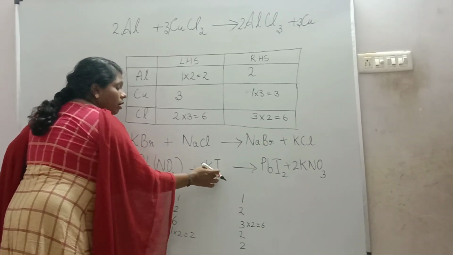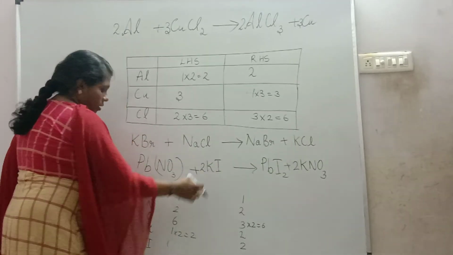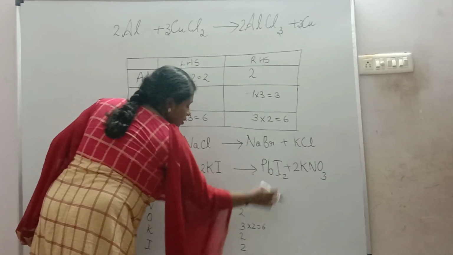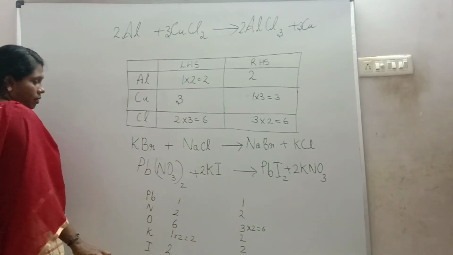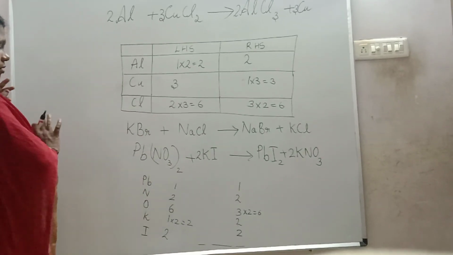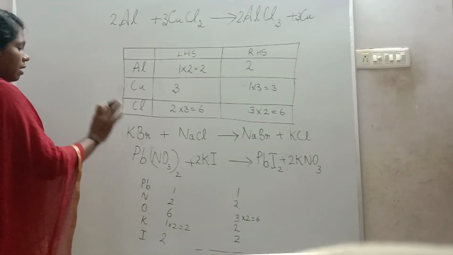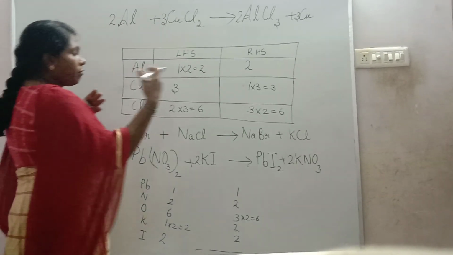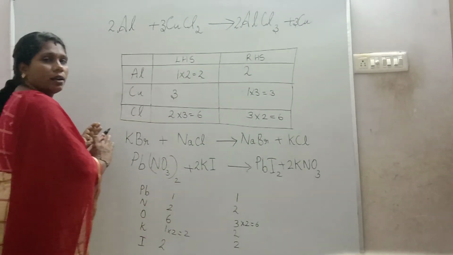The number of iodine atoms is 2 here. We want to change it into 2 there. Then what about iodine atoms here? 2. Balanced. Lead is already balanced. Now the equation is completely balanced. The number of atoms present on the reactant side is equal to the number of atoms present on the product side. It's automatically balanced.